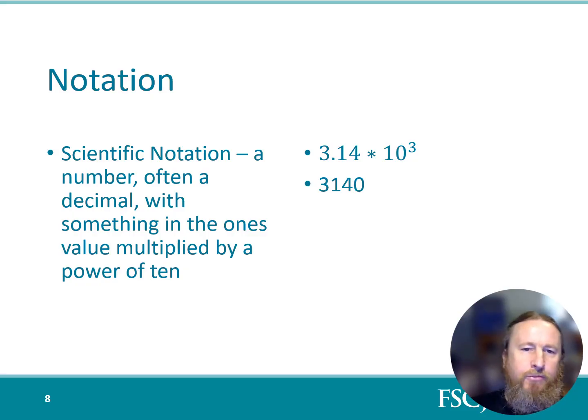So if we take 3,140, we know the decimal place is after the 0, which means we must move it 3 places to the left to put our last or highest place value in the ones column. And we say 3.14 times 10 to the third is scientific notation for 3,140. This has been the kinds of numbers you will encounter in pursuit of your GED.